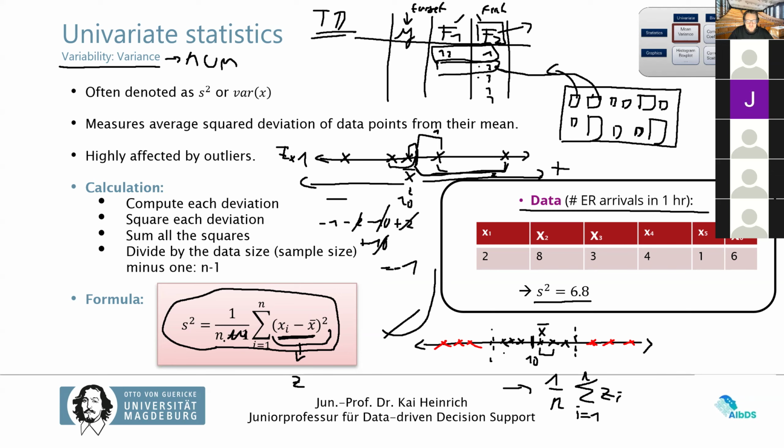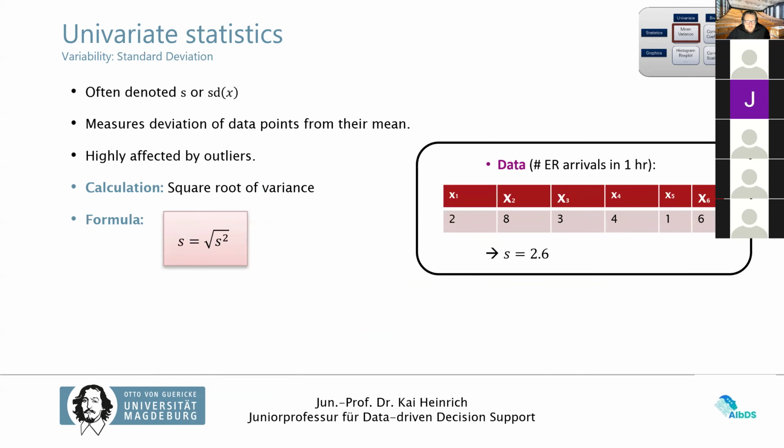The problem here is that this is in units squared. It is even confusing when you don't have a metric like meters or centimeters or Celsius. Here this is a rival squared, so I cannot really interpret this. This is why we just take the square root and then we call it the standard deviation. This is what you see, and this is in the original unit.